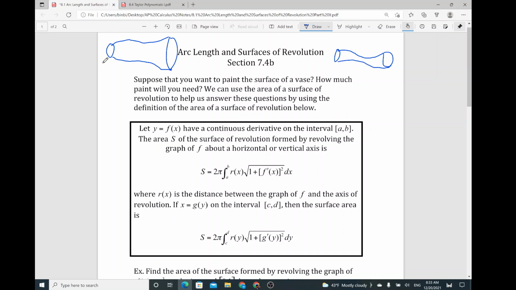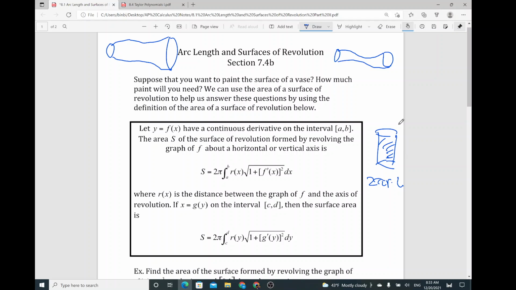So we can use the area of a surface of revolution to help us answer this question by using the definition of area of surface of revolution below. Recall, going back to geometry, the way to find the surface area, actually the lateral area of this cylinder, is always 2 pi r times h. So finding the surface area means the area without the base, top and bottom.